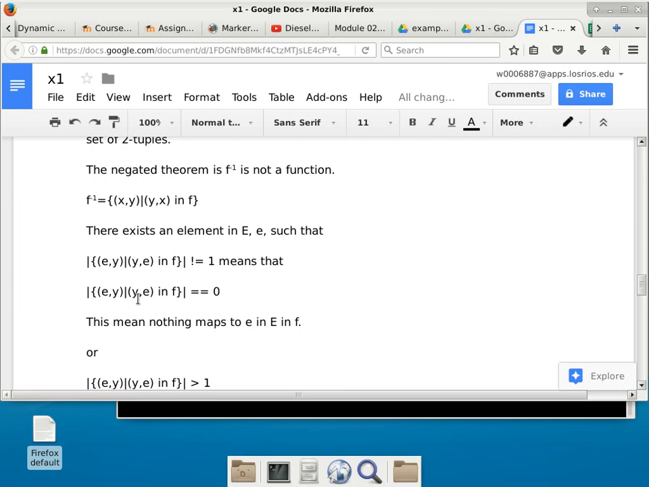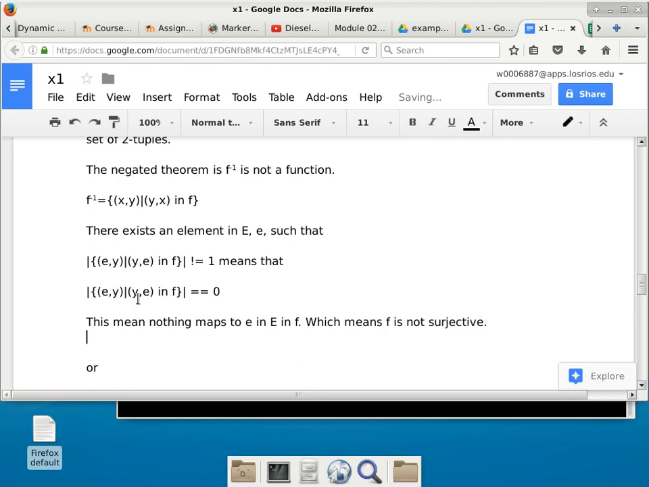Because F has consistent tuples. No, that's not the reason. Okay, E is the codomain of F. So this is basically saying there's an element in the codomain of F that has nothing from the domain mapping to it. So it is not surjective. Okay, very good. Which means F is not surjective.